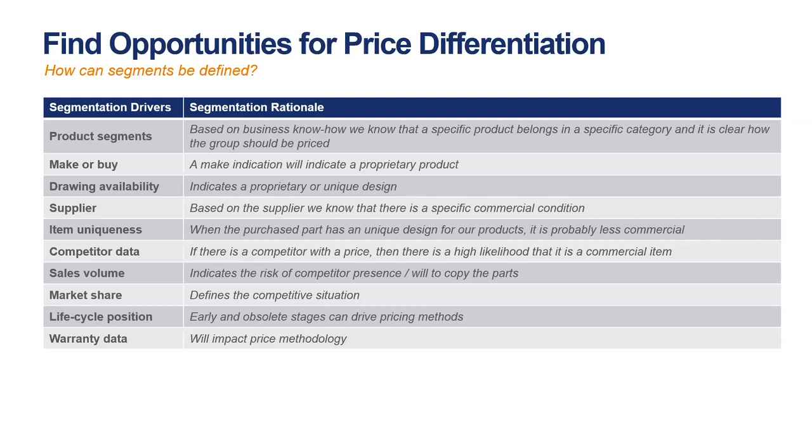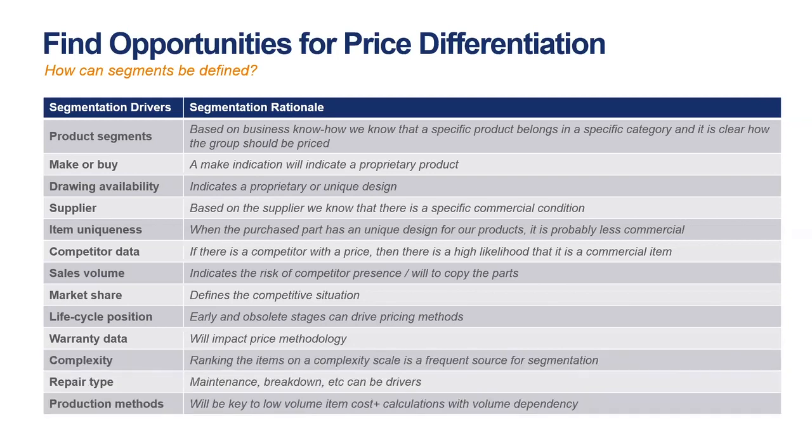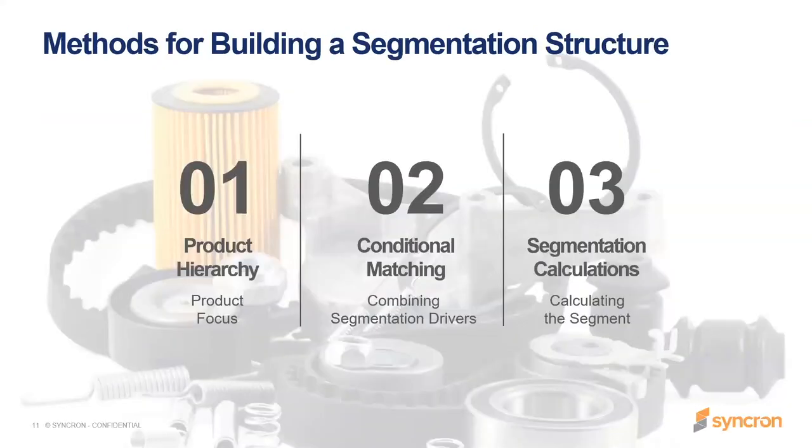Warranty items, especially in some specific industries, we need to treat a little bit special because of how we reimburse our dealers or our customers. Other things like complexity, repair type, production methods can also be used to understand how captive or commercial these types of items are. So in the end, there might be a lot of different drivers for this. If you have that data or not depends on the current case, but it's something that we should keep in mind when looking at segmentation as such.